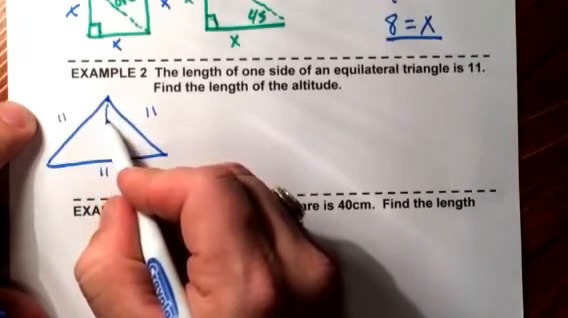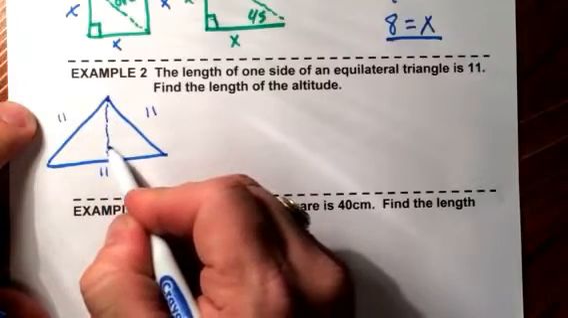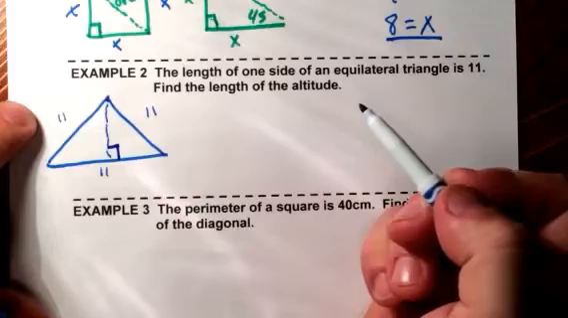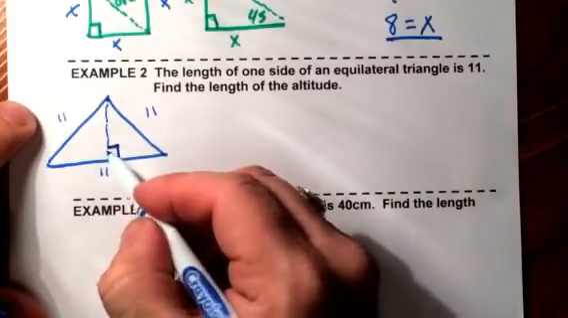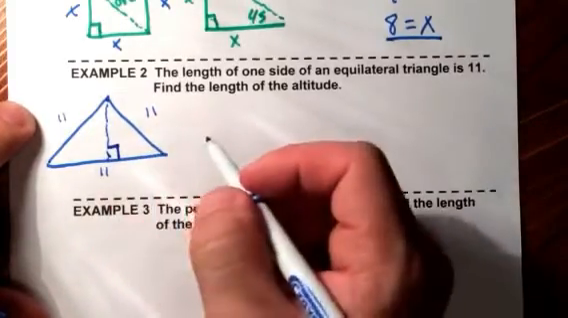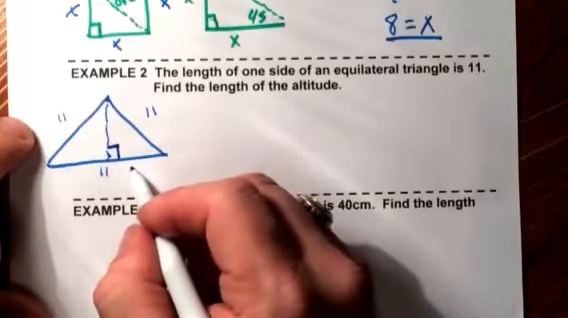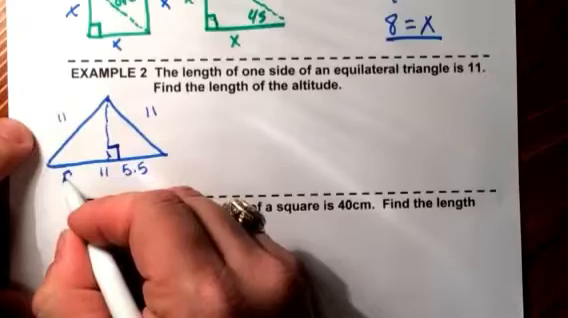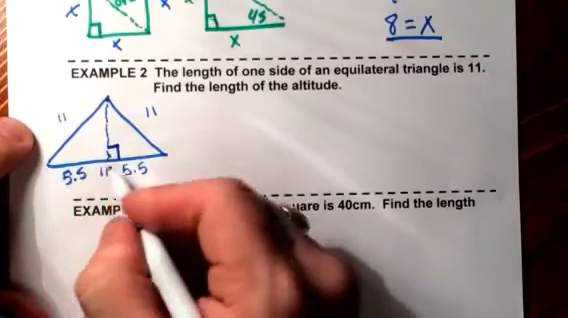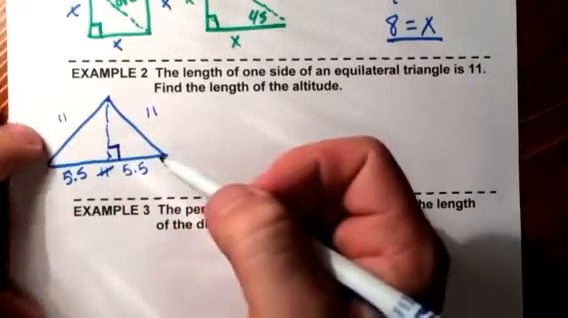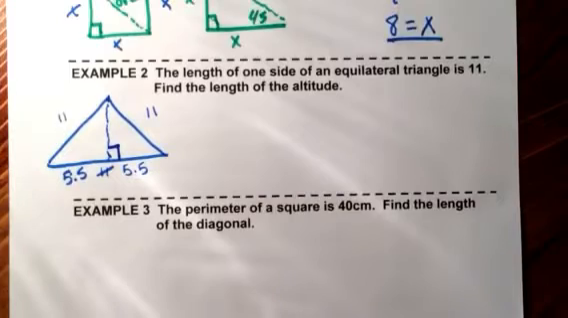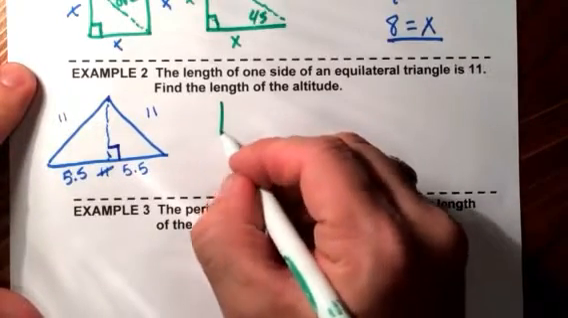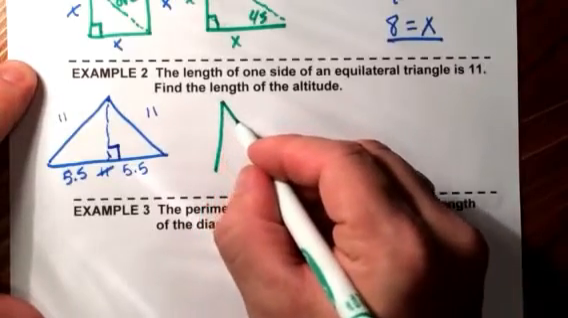So if I draw my altitude, what's important about the altitude is this is a 90-degree angle. Notice the altitude is also going to cut my base in half, which makes this 5.5 and this 5.5. Before I do anything else, I should be able to look on and say that I believe that is a 30, 60, 90. But in case you don't believe that, let's figure out why.